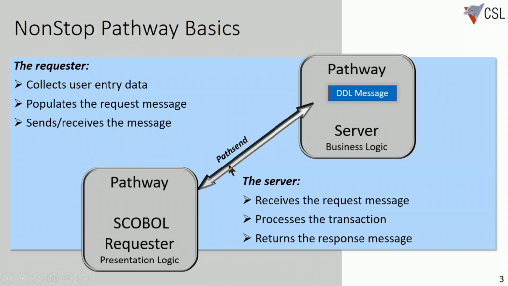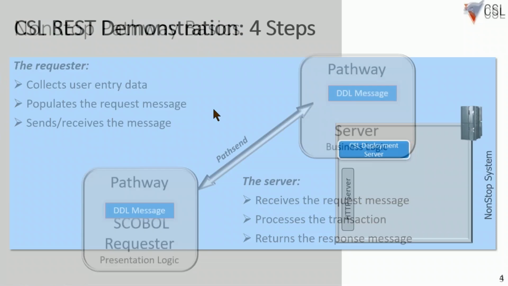Now, the other is that it'll have to be over the same interface, the Pathsend interface in this case, up through to the pathway server. So once the pathway server receives the request message, it processes the transaction and returns the results back to the SCOBOL requester. All right, so that's the background.